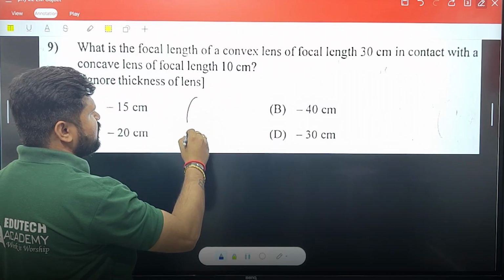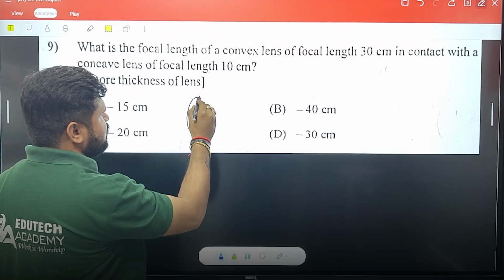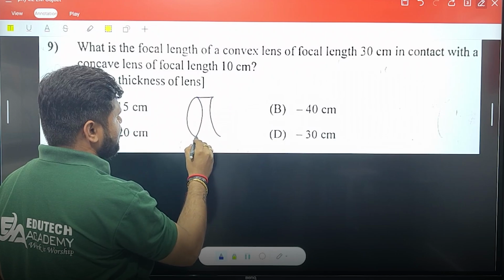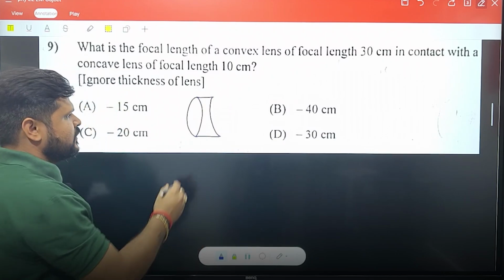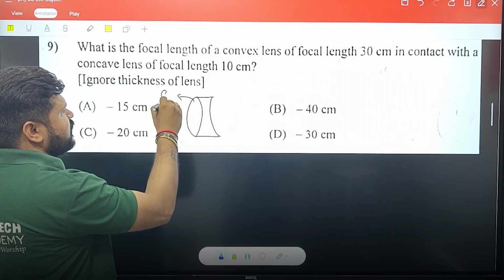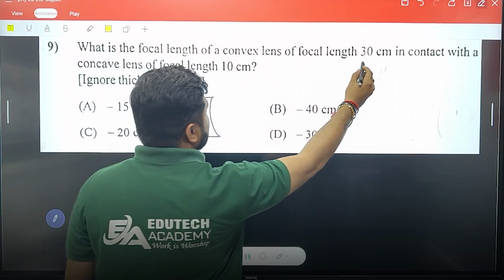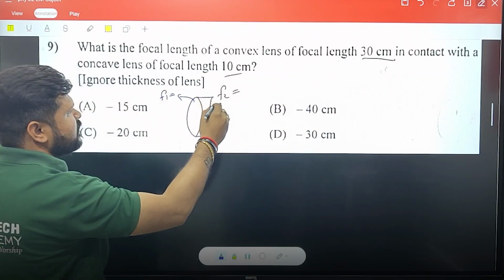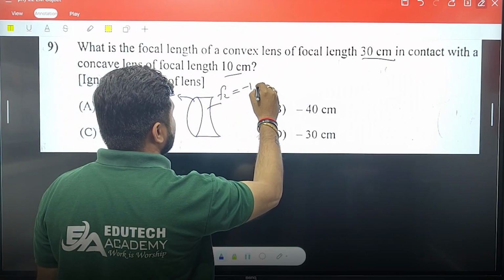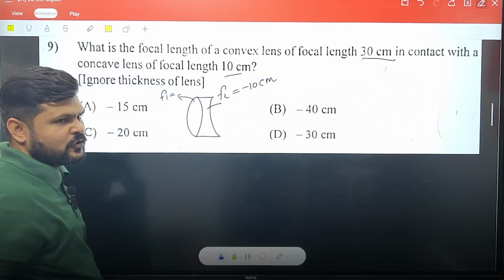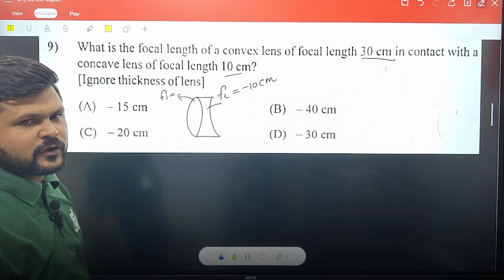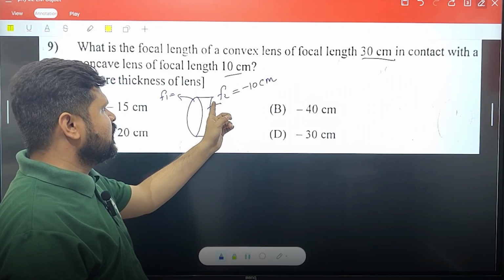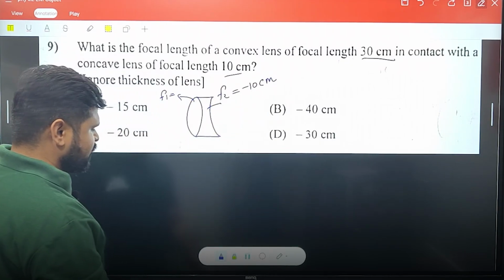So actually we are given that there is one convex lens and also one concave lens. A combination of both the lenses is given. The focal length f1 is given as 30 centimeter. The focal length f2 of the concave lens is given as 10 centimeter. We will take it negative because we know that for convex we take the radius of curvature as well as focal length positive, and for concave we take negative.